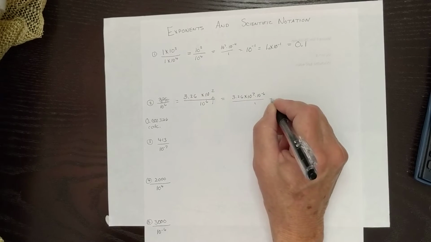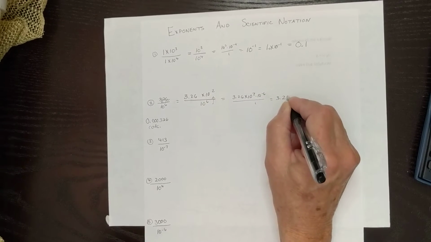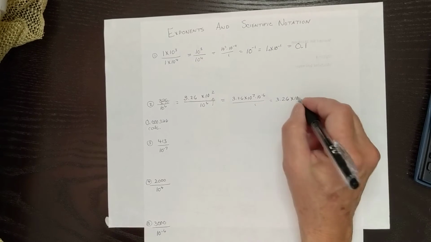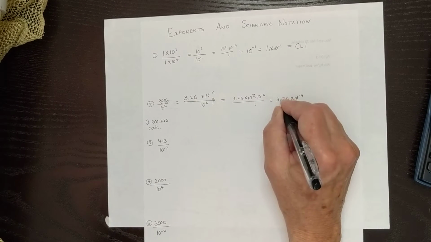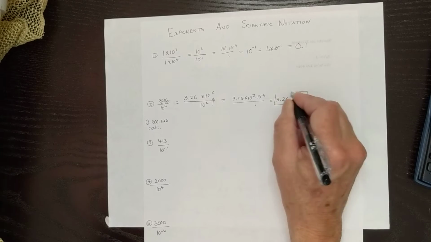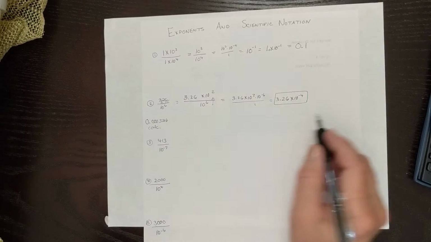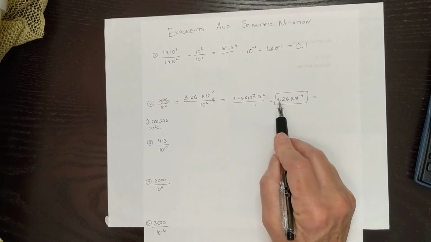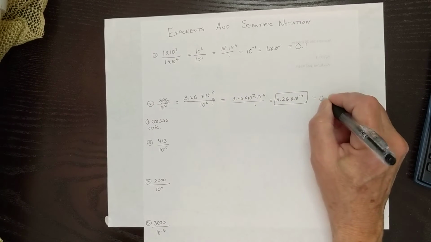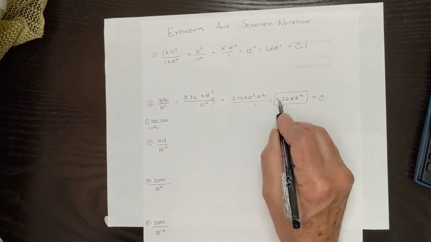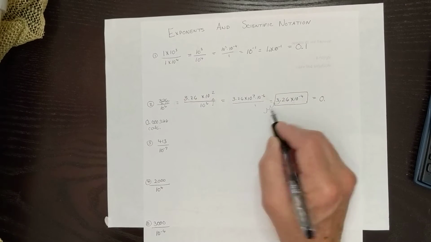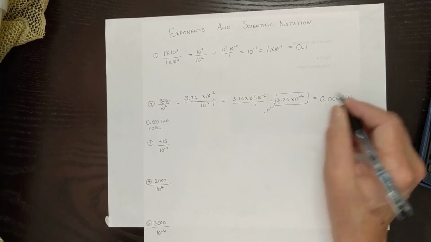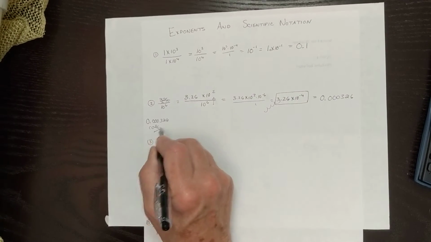This is really over 1. Or 3.26 times 10 to the 2 plus negative 6 is negative 4. Okay, this is my answer in scientific notation. Now, if I take it out of scientific notation, I'm going to move the decimal 4 places to the left. So that's going to be 0.000326, which is what I got by calculator.